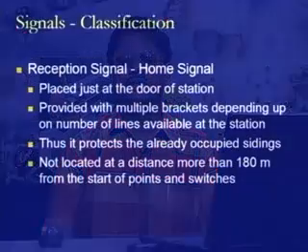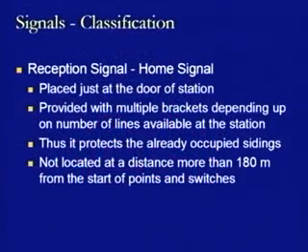And it is not located at a distance more than 180 meters from the start of points and switches. That is a condition that if this signal is being provided, just after crossing this signal, the train will start taking a turn and will occupy that siding or track for which the signal is being given. Therefore, there is a provision of points and switches to make this turning from the main track, and the signal is to be provided at a distance not more than 180 meters from the location of points and switches.